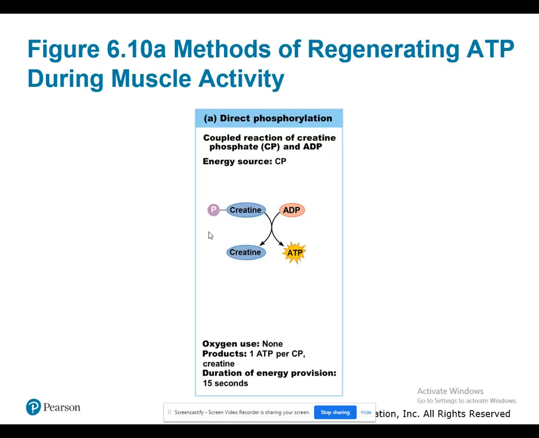Over here, this is a picture of direct phosphorylation. Here you have creatine phosphate, so creatine with a phosphate on it. ADP comes along and this phosphate gets transferred to ADP, making ATP, and that leaves just behind creatine. Oxygen use, doesn't need it, makes 1 ATP, and it usually lasts about 15 seconds of exercise or muscle contraction.